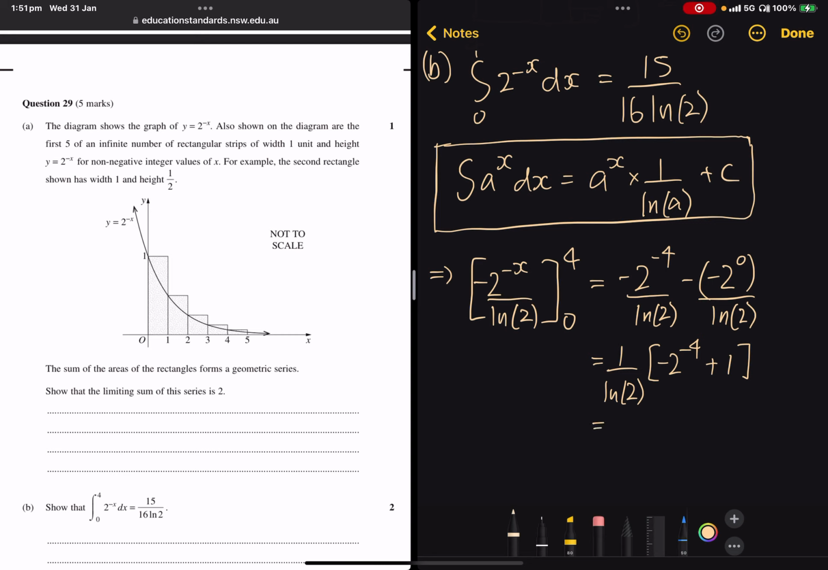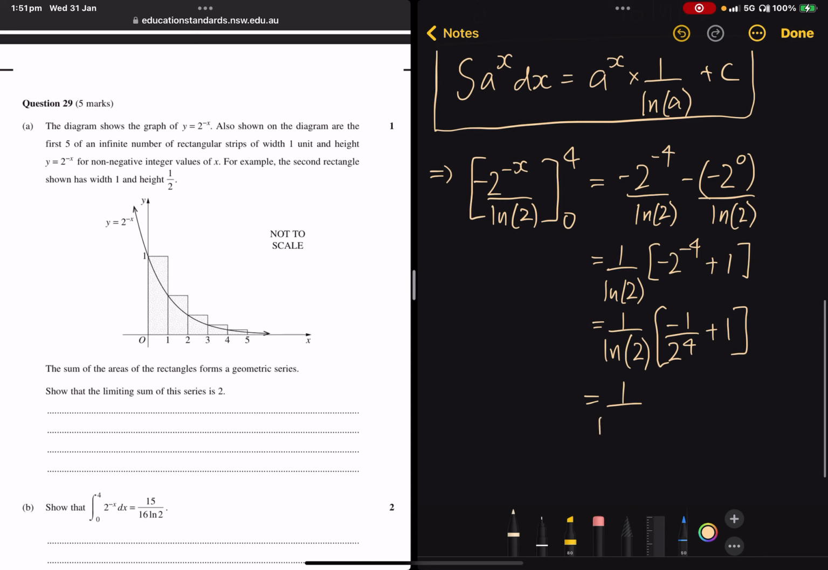Now, if we want to simplify this, we have 1 over the natural log of 2, and then we have minus 2 to the minus 4. Well, this is minus 1 over 2 to the 4 plus 1.